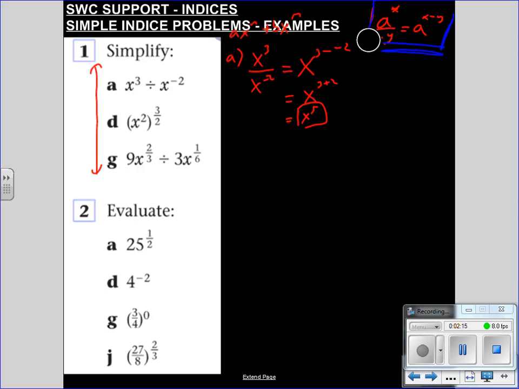So let me just write that out again. A to the x divided by a to the y is a to the x take y. Okay, cool. So number 2, D.